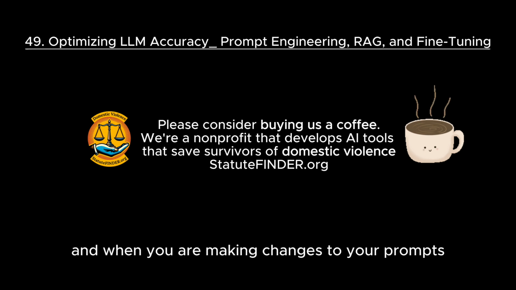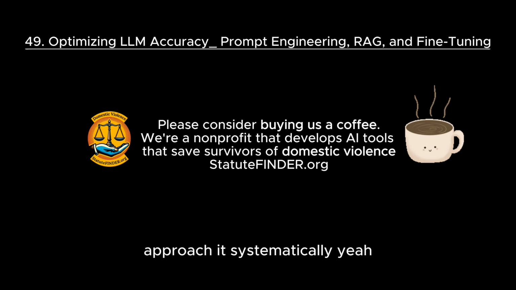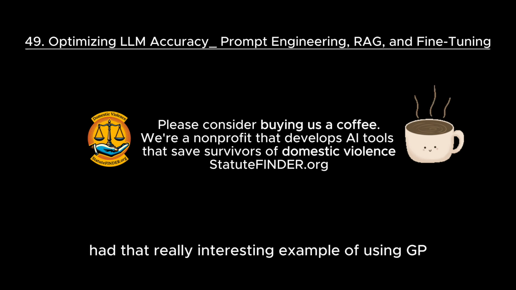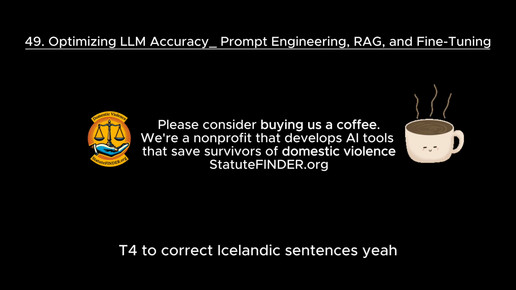Right. And when you are making changes to your prompts, approach it systematically. Tweak one thing at a time, observe how the output changes, and then make further adjustments. It's like a science experiment with controlled variables. Speaking of experiments, the OpenAI documentation had that really interesting example of using GPT-4 to correct Icelandic sentences. I don't know if you remember that one.